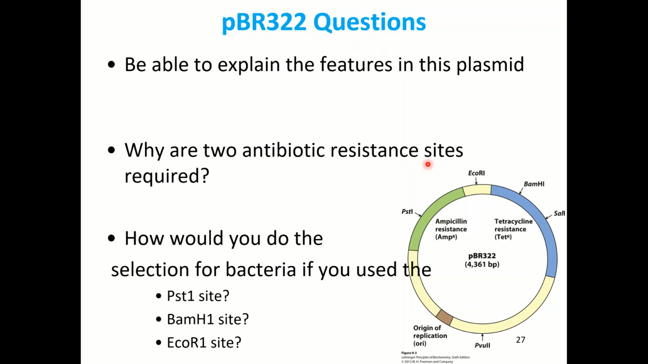Okay, so why would we do that? Well, if we have a plasmid with two antibiotic resistance genes, what we could do is insert a gene into one of them, and then we can grow these cells in the presence of both antibiotics, and the cells that grew in tetracycline but didn't grow in ampicillin, that's a clue that we have inserted a gene in that ampicillin resistance site.